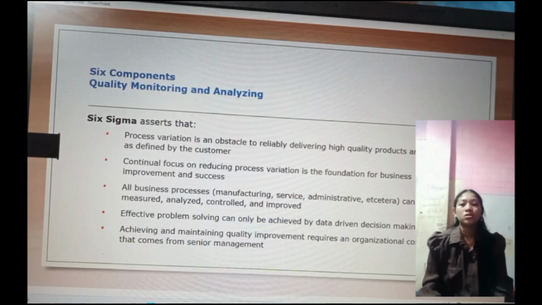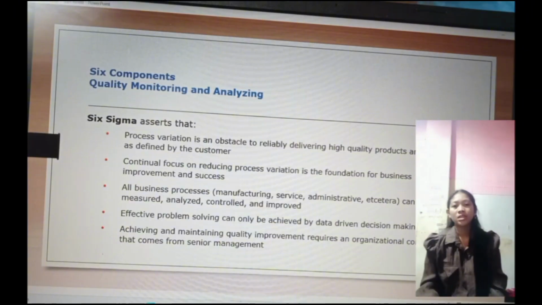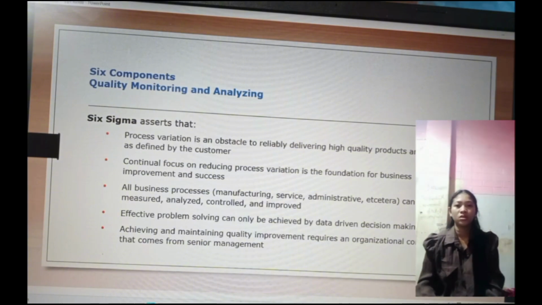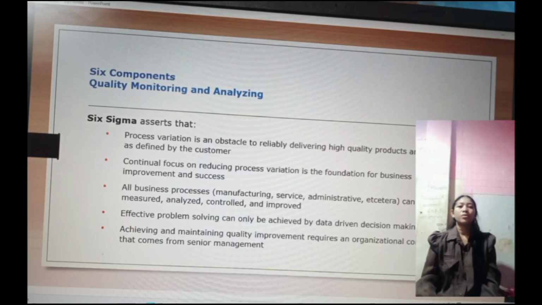Customers expect consistency. If a process varies widely, the resulting products or services will also vary, leading to customer dissatisfaction. Example, in a fast food chain, inconsistent cooking times for fries can lead to some batches being soggy and others being overcooked, resulting in a poor customer experience.